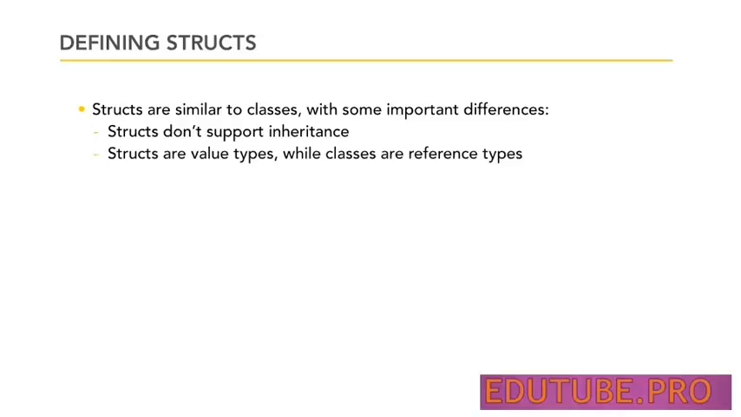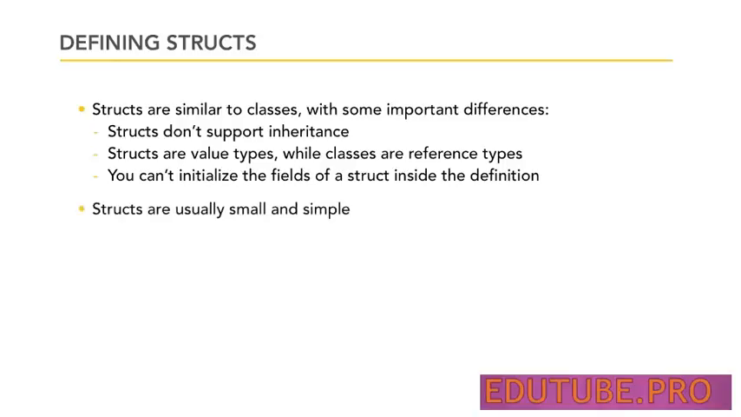Structs are also value types, while classes are reference types. And if you haven't yet watched the movie where I explain the difference between value types and reference types, you should probably go watch that because it'll make a lot more sense. You also can't initialize the fields of a struct inside the definition. So for example, when you have a member variable inside of a struct, you can't put a little equal sign after it and initialize it to a value.